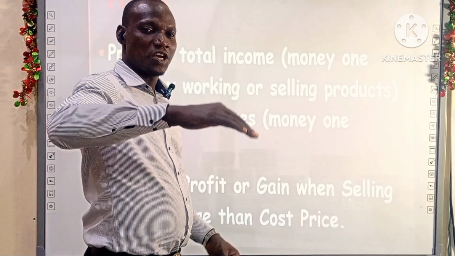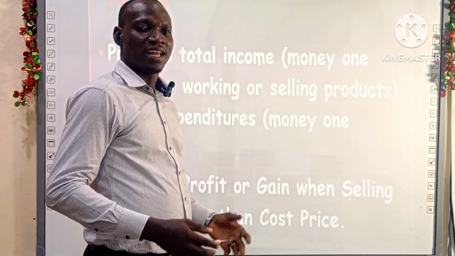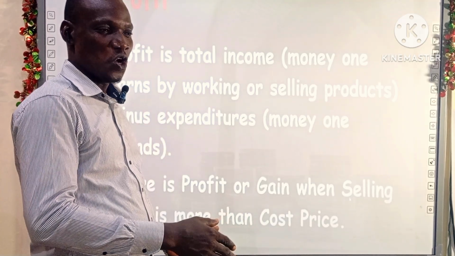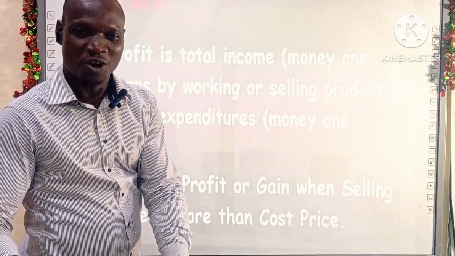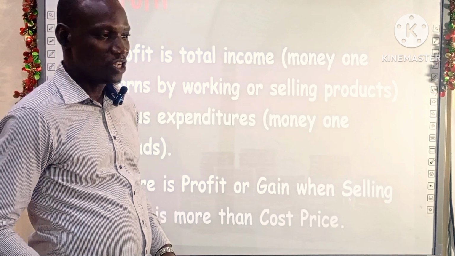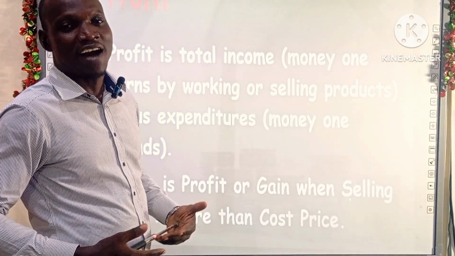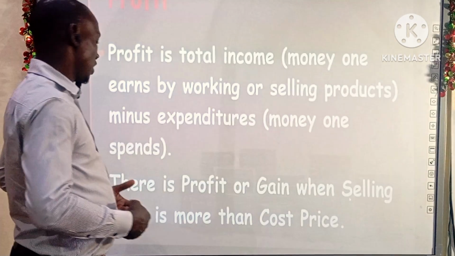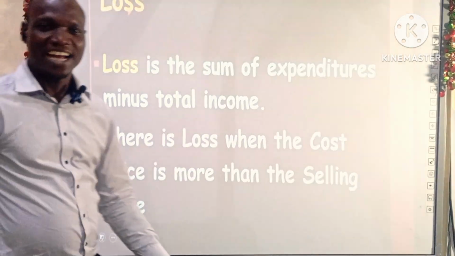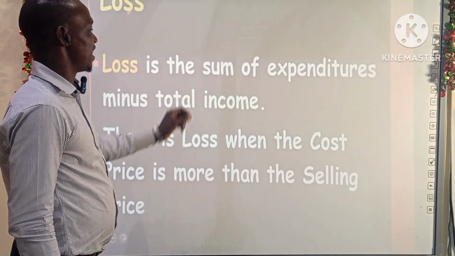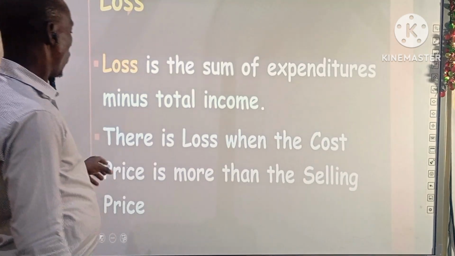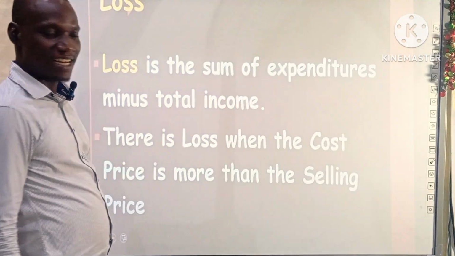There is profit or gain when selling price is more than the cost price. So when the selling price is bigger than the cost price, the trader is said to have made a profit. But the reverse is the case when the selling price is smaller than the cost price; we say the trader has incurred loss. In this class today, we shall be finding profit and loss. As I said earlier, loss is the sum of expenditure minus total income. There is loss when the cost price is more than the selling price.